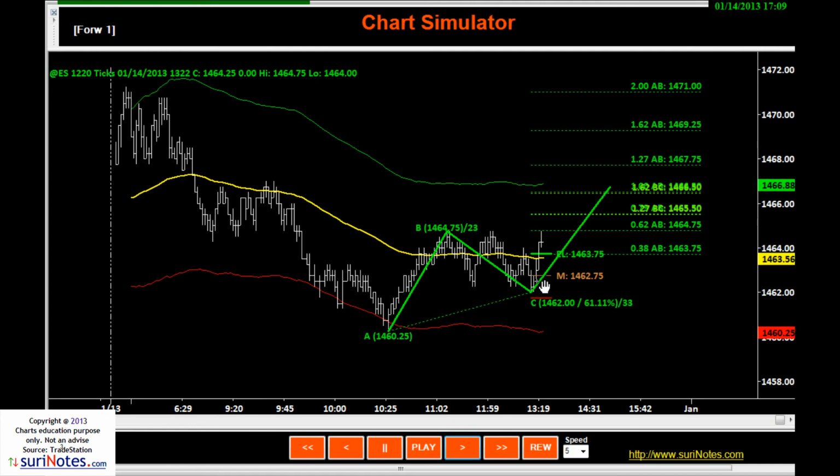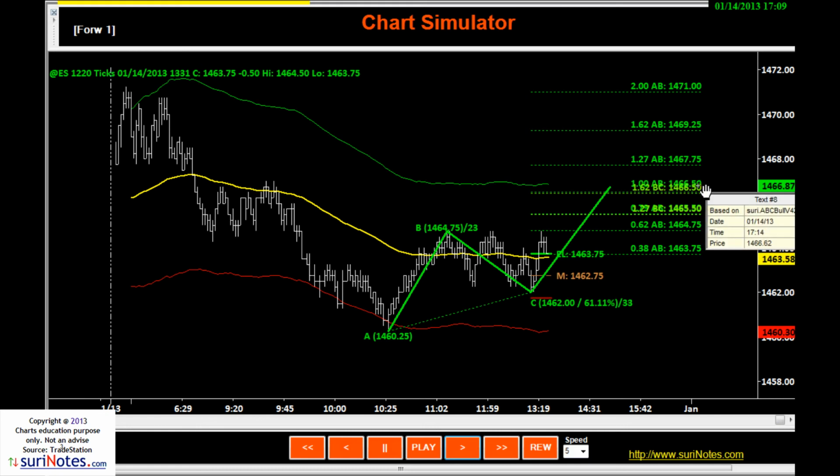I got triggered about the 122 time frame. That's when my first trigger was, and my stop was at 1462. So it's a 2 point stop loss. My first target would be between 1464 and a half, and the next target would be something like 1466 and 50. I believe that's the one.